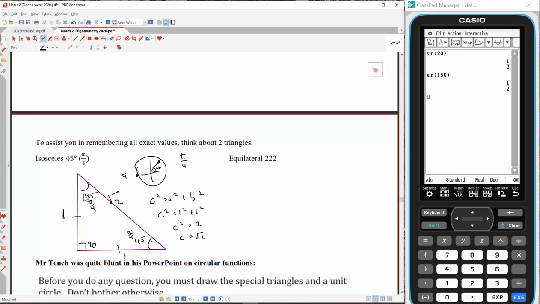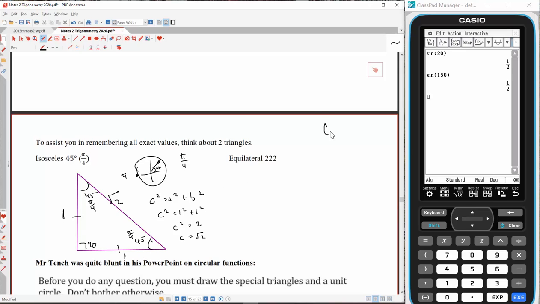All right, and this triangle here will allow us to get the cosine, sine, and tan when the angle is 45 degrees. So we could do it from here and go the opposite over the hypotenuse. The sine of 45 is 1 on root 2. The cosine of 45 is the adjacent over the hypotenuse. That's 1 on root 2. And the tan of 45 is 1 over 1 is 1.